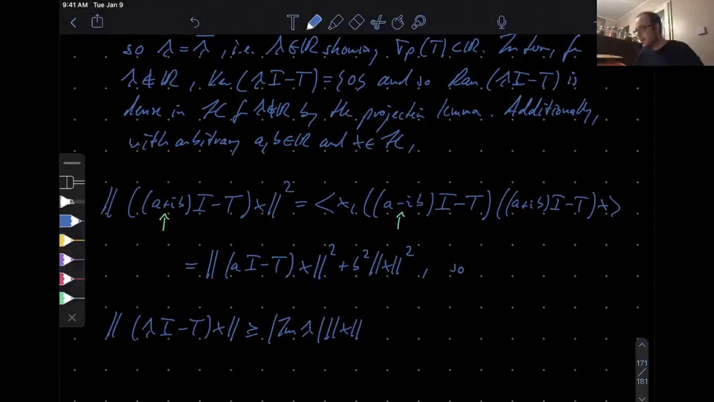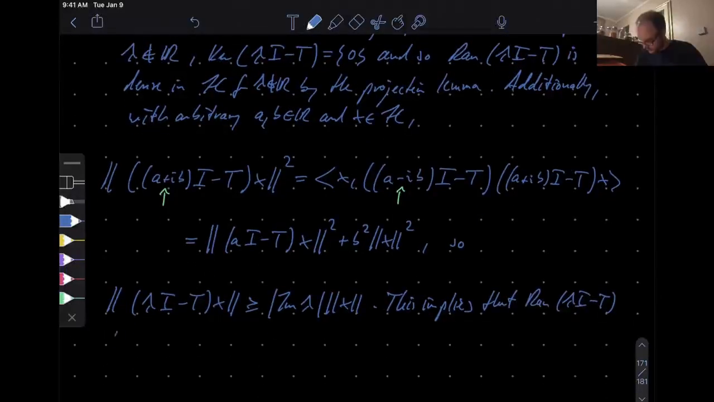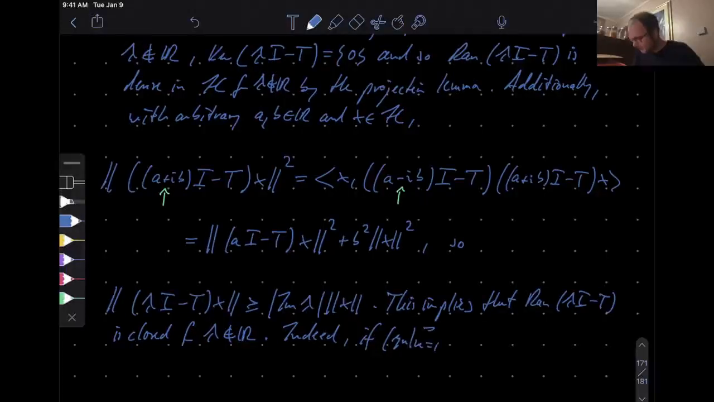This implies, I claim, that the range of lambda I minus T is closed for lambda non-real, so when the imaginary part is strictly non-zero. Why is this? Indeed, the usual trick: take a sequence which is convergent and show that its limit is in the same set. So let's take a sequence in the range of lambda I minus T that is convergent.